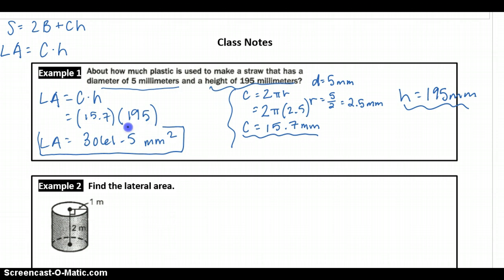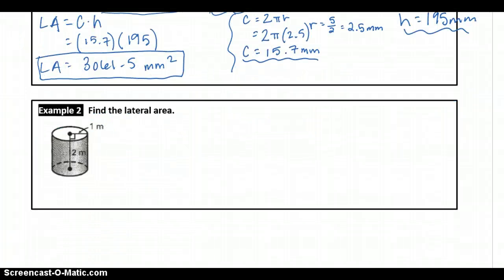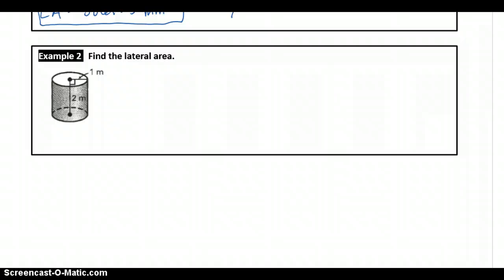Okay. Questions on number 1? No. All right, example 2. Find the lateral area, and we're given a cylinder. What did we say our formula was for the lateral area of a cylinder? C times H.